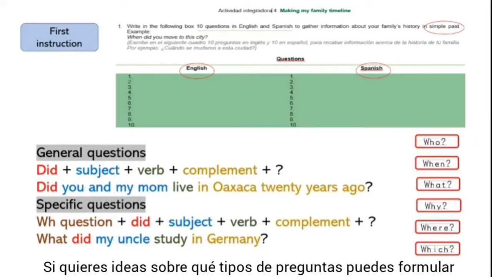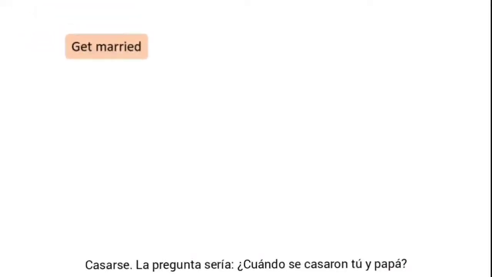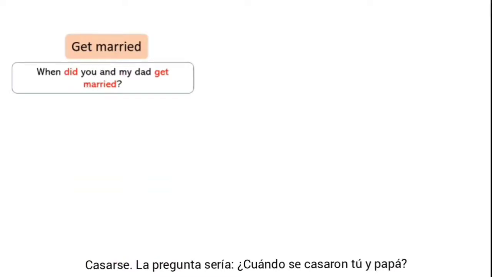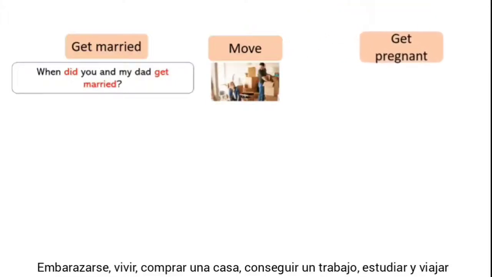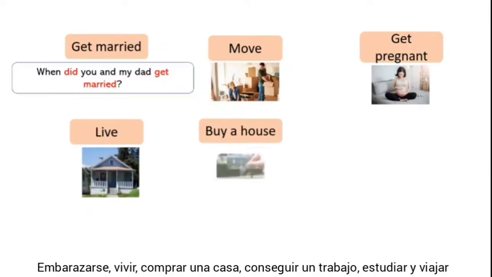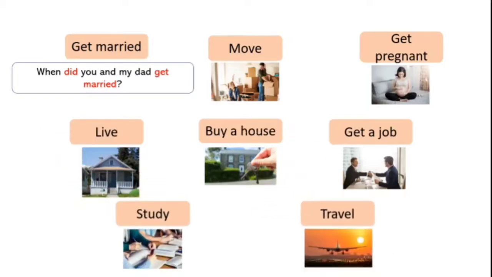If you want more ideas about what kind of questions you can formulate, I suggest you think about the following actions. Get married. You would ask, when did you and my dad get married? Move. Think about the question and try to formulate them. Get pregnant. Leave. To buy a house. To get a job. To study. And to travel.